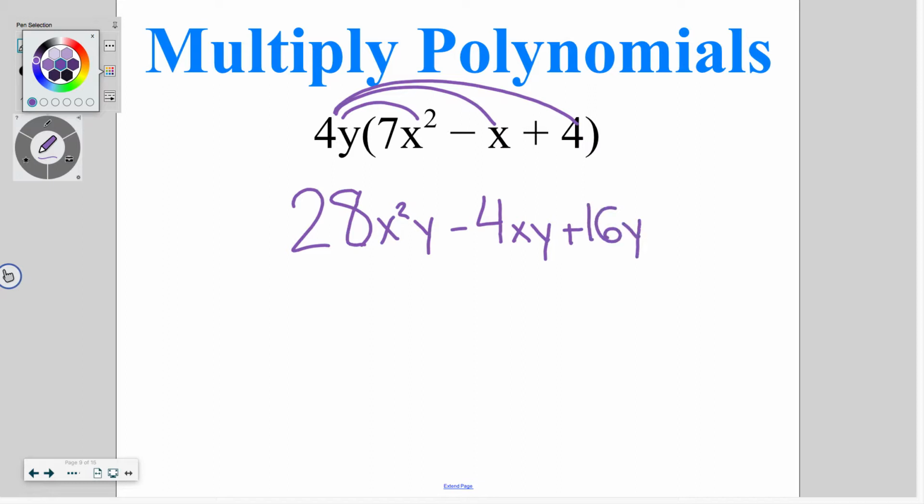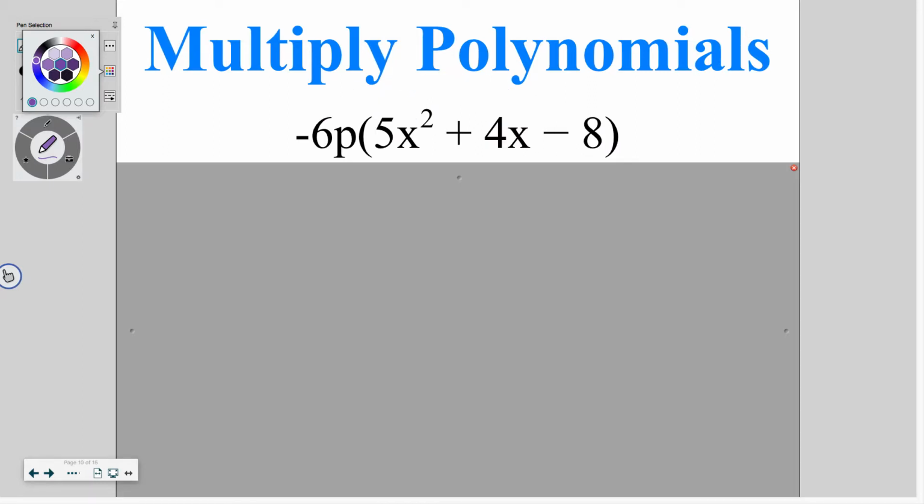y on the end. So when you have a variable that does not match your other ones, you can still multiply them together by just tacking it on the end. So it's not going to change the exponent if the variables don't match. Go ahead and try this one on your own.